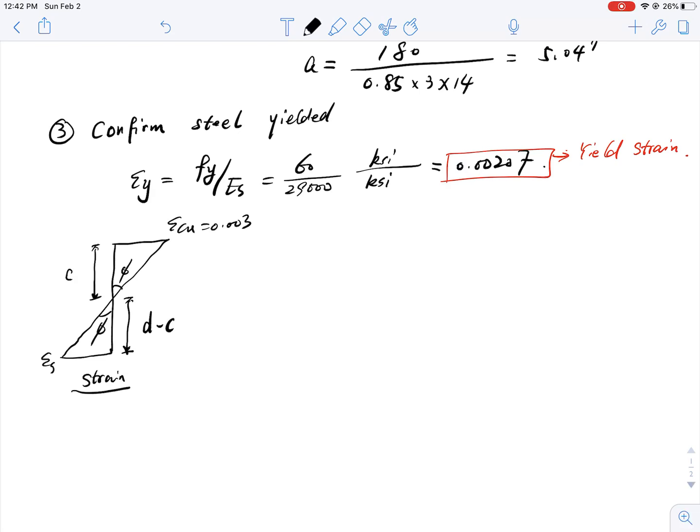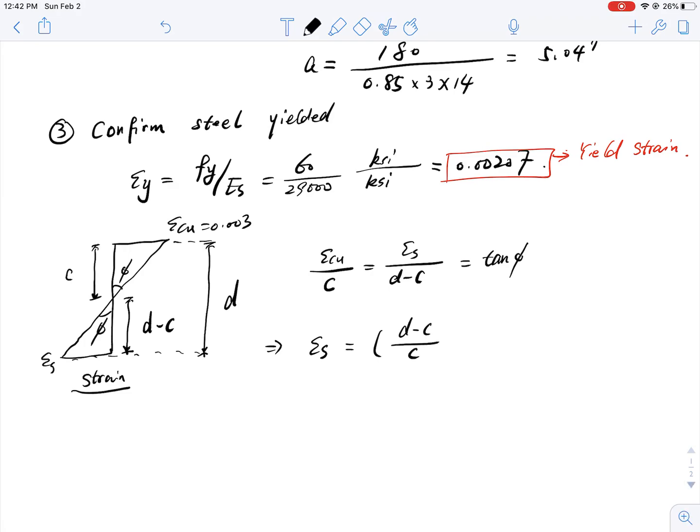Given that this distance is d minus c, and this is c, the total distance is d, because this is where the steel is at and this is where the concrete is at, then I can use similar triangles. I have epsilon cu divided by small c equal to epsilon s divided by d minus c, and all of them equal to tangent phi. Then I can obtain my strain in the steel equal to d minus c divided by c multiplied by epsilon cu, which is 0.003.